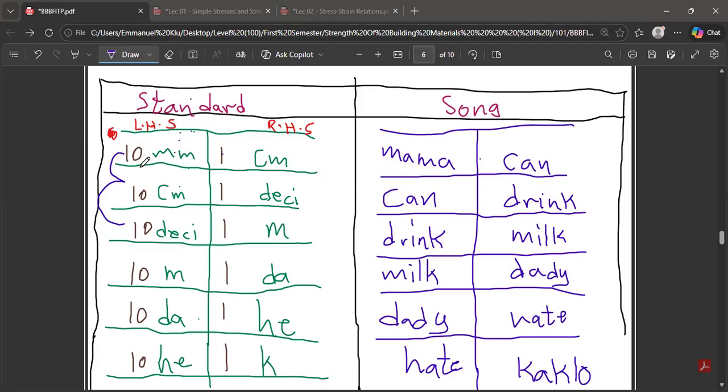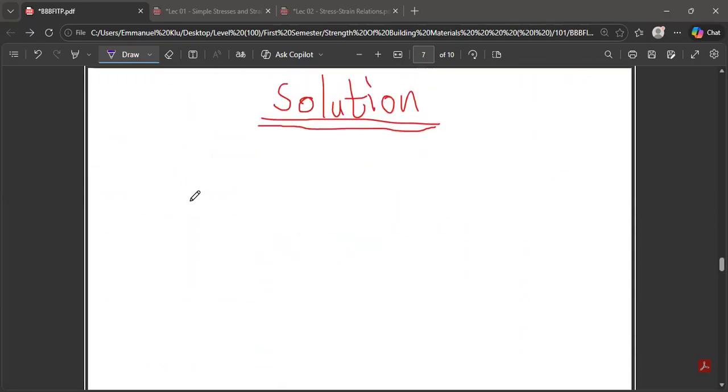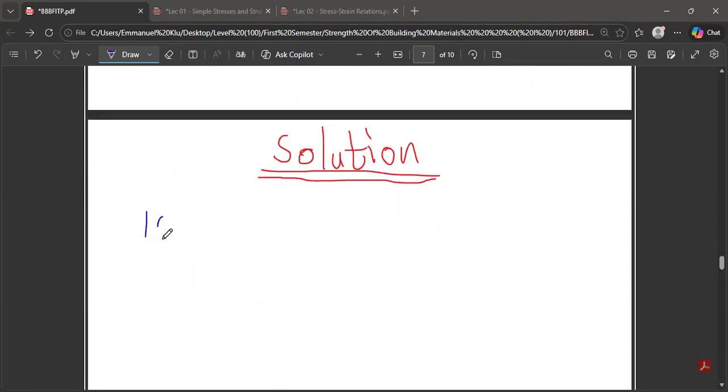So you see, 10 times 10 times 10 is going to give us 1,000. So at the end of the day, 1,000 millimeters make 1 meter. And that is where the formula came from. So we say that 1,000 millimeters is equal to 1 meter.